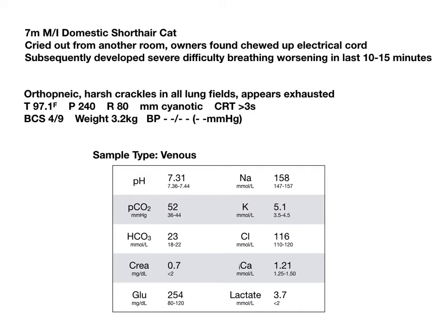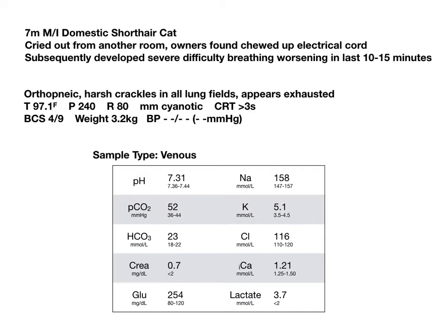At presentation, the cat prefers to sit in sternal recumbency with his head and neck outstretched. He has coarse crackles in all lung fields, and he gets really frantic with any restraint. He's rapidly becoming exhausted in front of you, so you pop him into an oxygen cage and just watch him for a few minutes. After a few minutes of oxygen supplementation in a quiet area, you're able to minimally restrain him and obtain some vitals and initial labs.